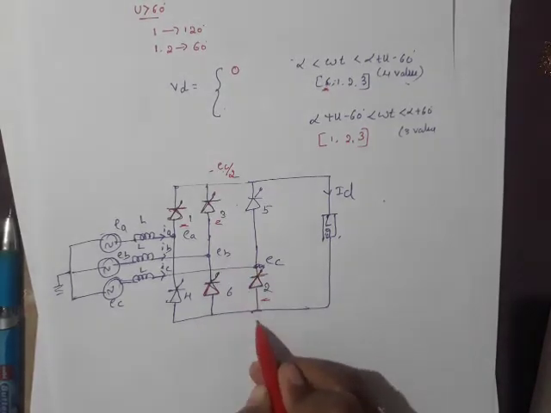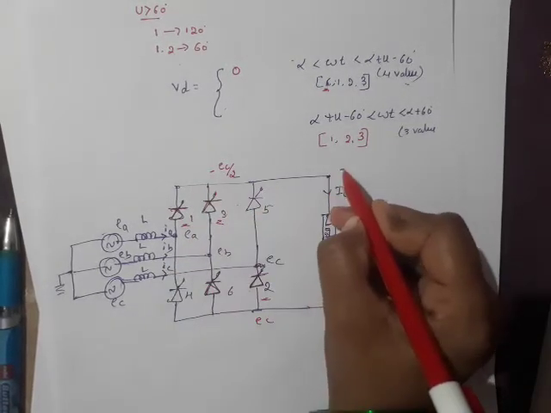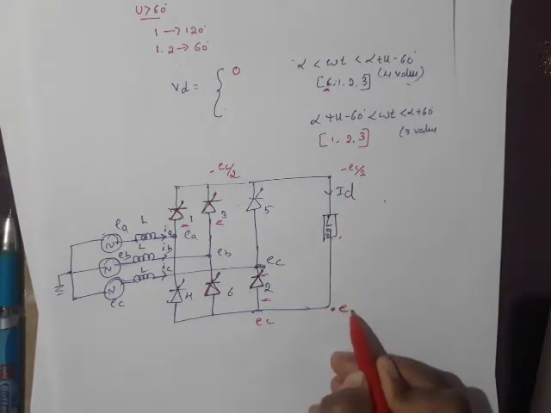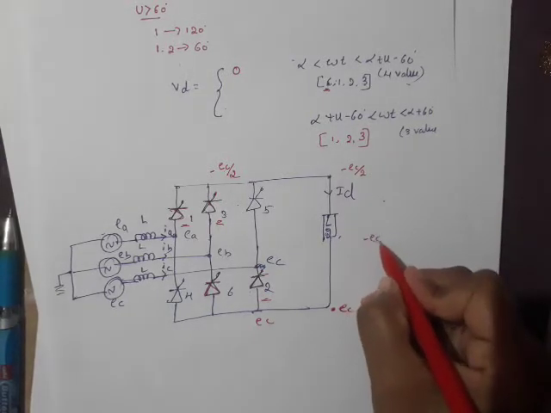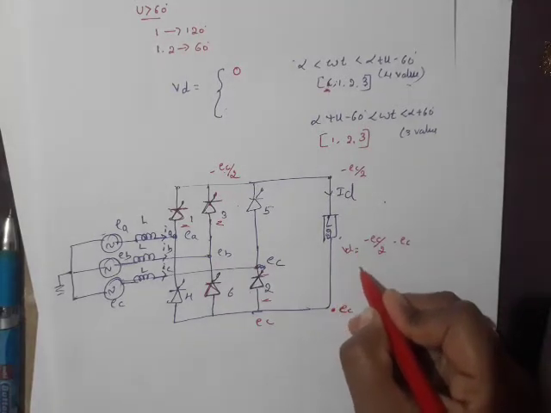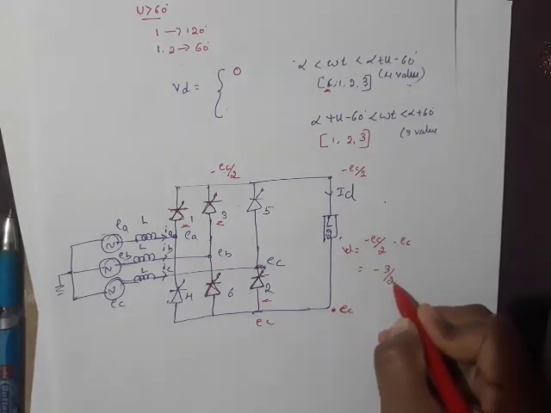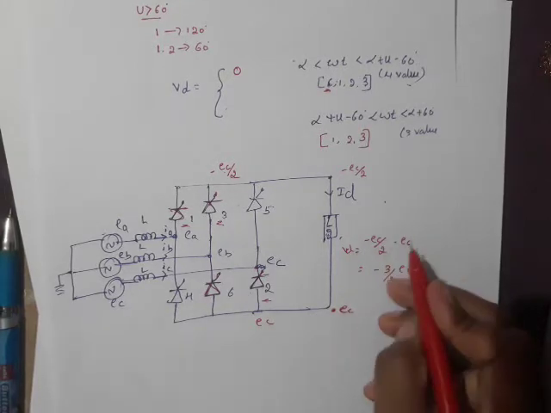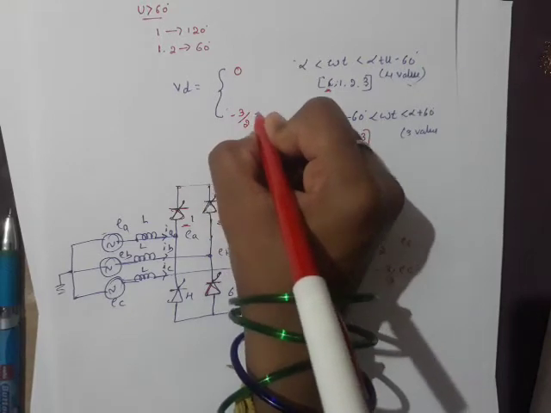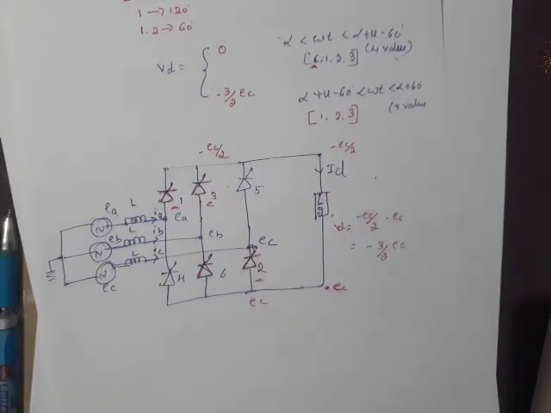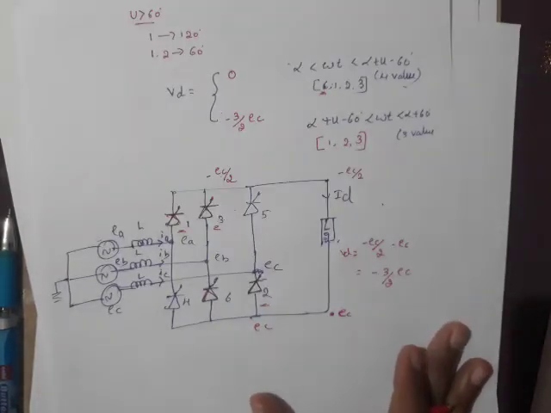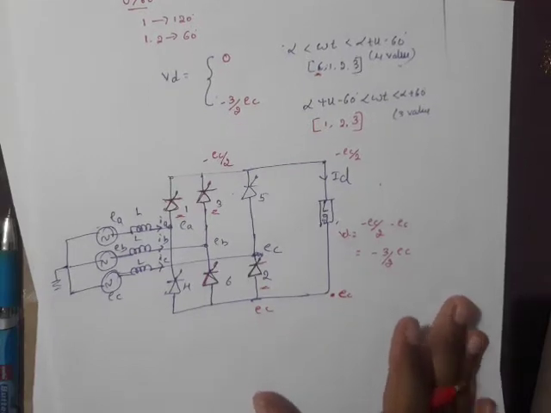And here we have EC. So at this we have minus EC by 2, and here we have EC. So what is the output voltage we'll get? Minus EC by 2 minus EC is the output voltage VD, which is, taking LCM 2, minus 3 by 2 times EC. Output voltage is minus 3 by 2 times EC. This is how the output voltage we will get for u greater than 60 degree.